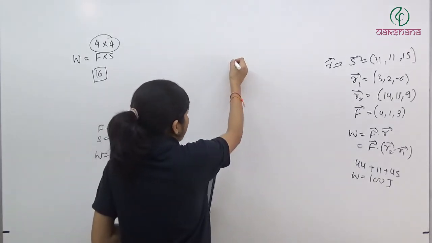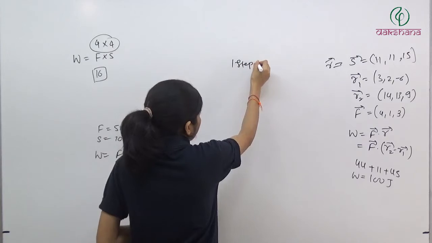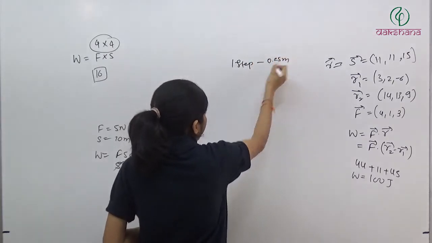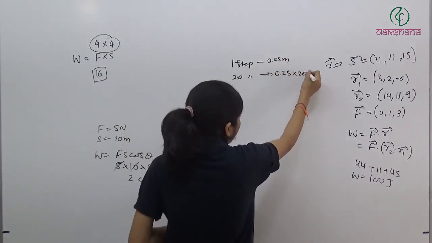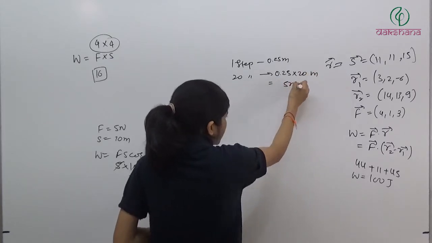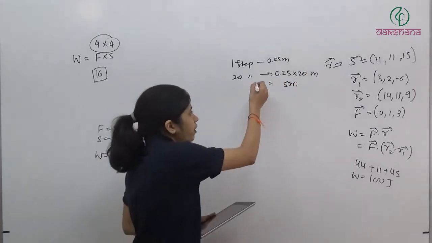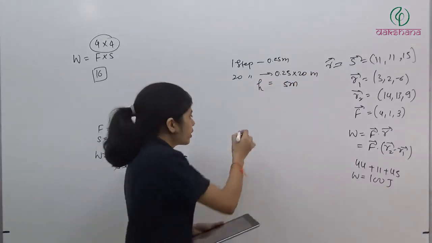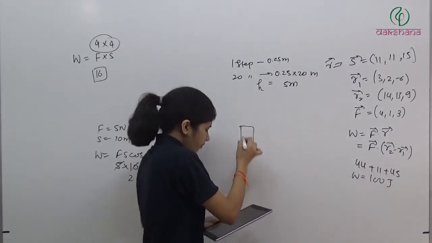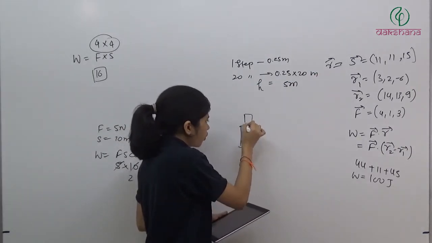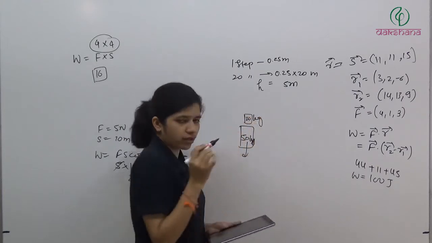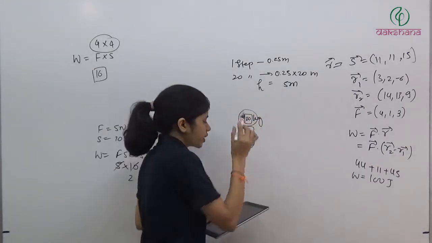0.25 into 20. Okay? One step is of 0.25 meter. He is climbing 20 steps. It means 0.25 into 20 meter. It will be 5 meter. So basically he is climbing the height of 5 meter. Now the man is of 50 kg and he is having a load of 20 kg on his head. Okay? This is the load of 20 kg on his head.